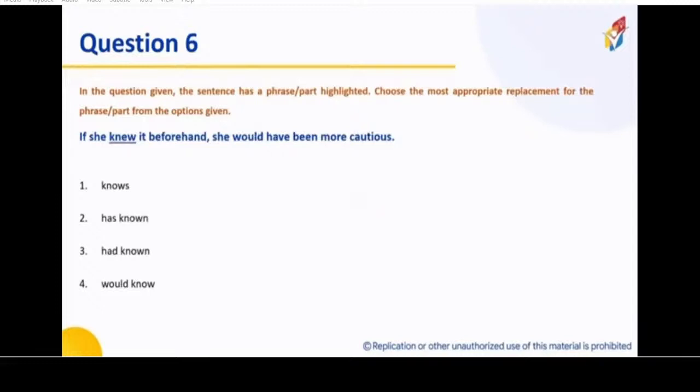Let's look at the next question in the set. If she knew it beforehand, she would have been more cautious. Again here, same set of instructions. A part has been underlined. We have to identify the best replacement for it. So this tests your knowledge of conditionals. Whenever you have an if clause followed by a result clause, you should be able to immediately conclude that this tests your knowledge of conditionals. Let's briefly review conditionals before we look at the question.